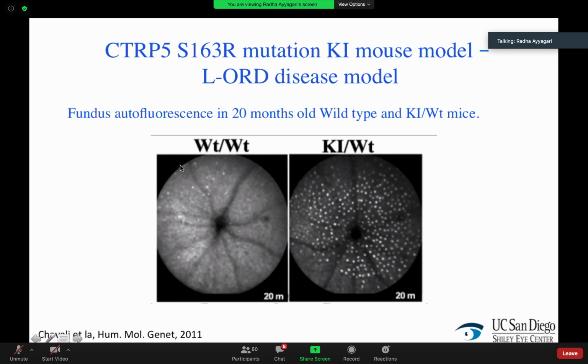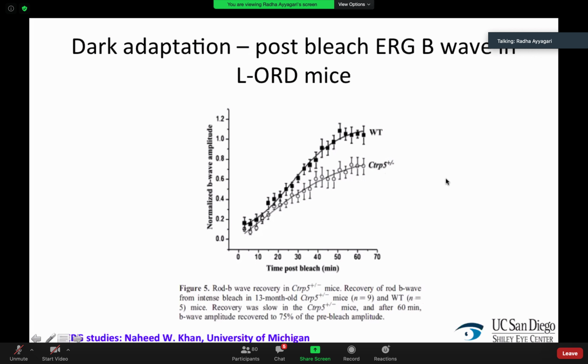Here I'm showing fundus autofluorescence images. This is the wild type mouse at age 20 months. As you can see, in the age-matched CTRP5 heterozygous knock-in mouse, there is a significant increase in these autofluorescent spots. We collaborated with Nahid Khan at University of Michigan on measuring the ERGs. She measured the rod B wave recovery. The normal ERG is normal in these mice, as we have seen in patients. However, rod B wave recovery is slower in these mice compared to wild type mice, which, according to Nahid, is somewhat similar to the dark adaptation abnormalities observed in patients.